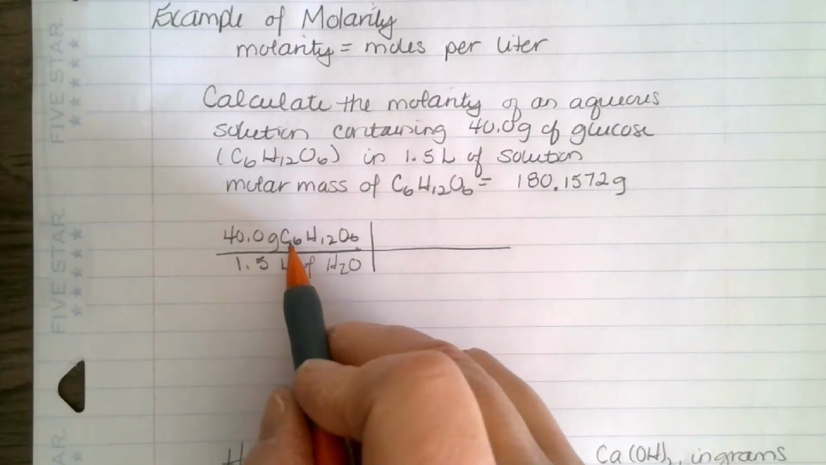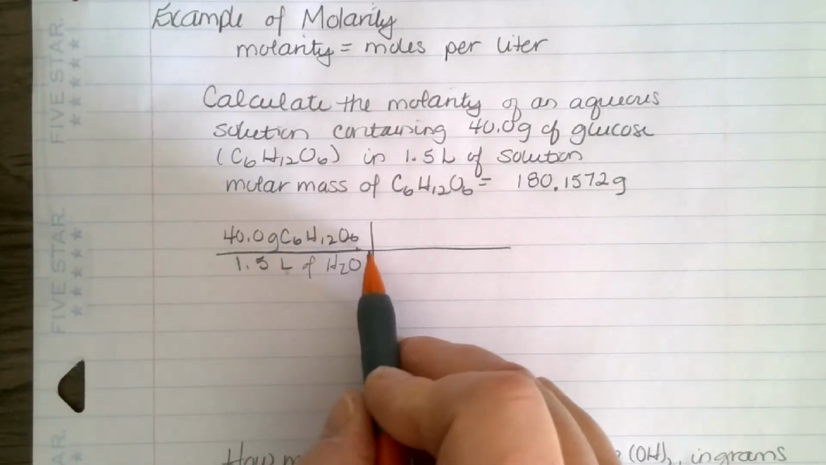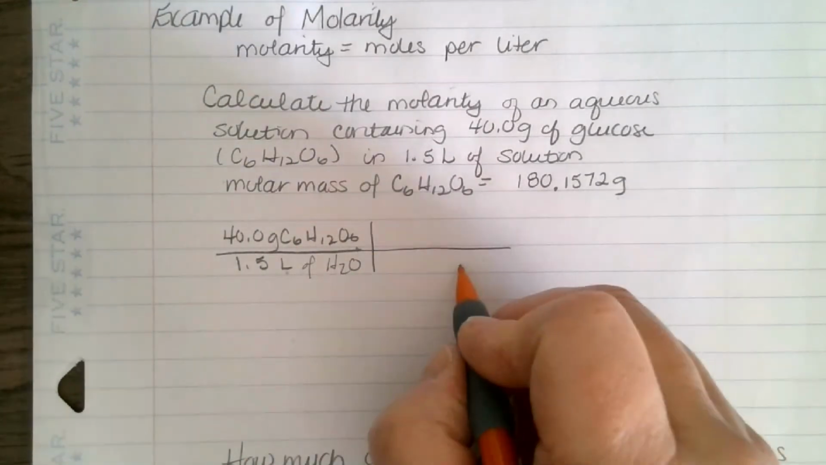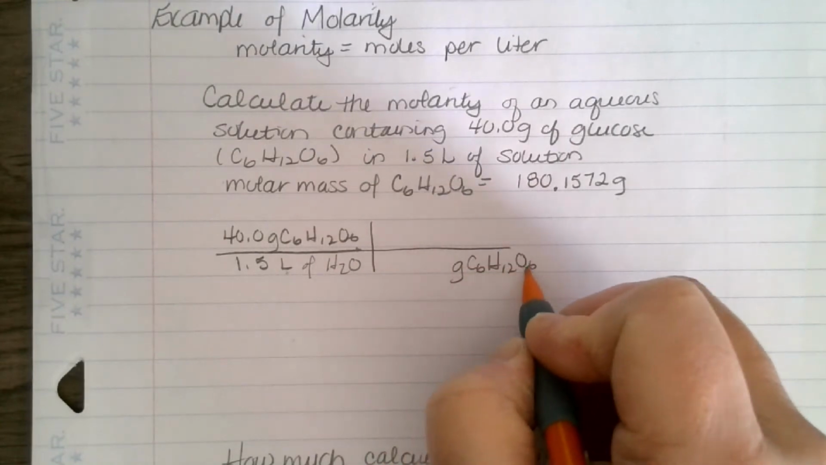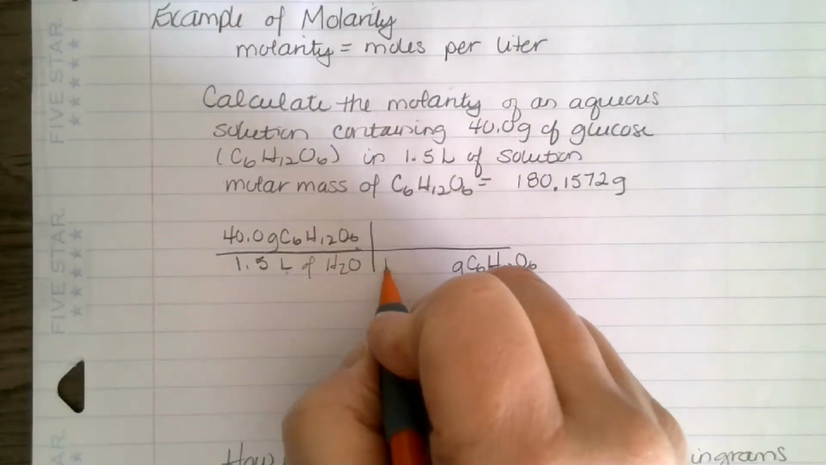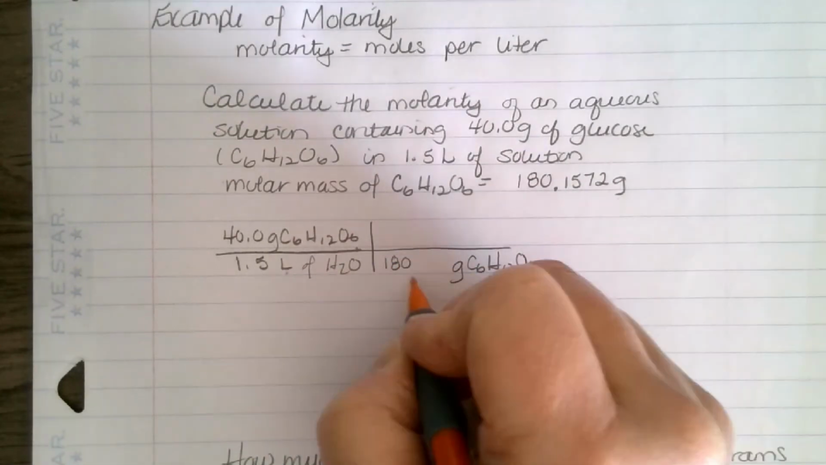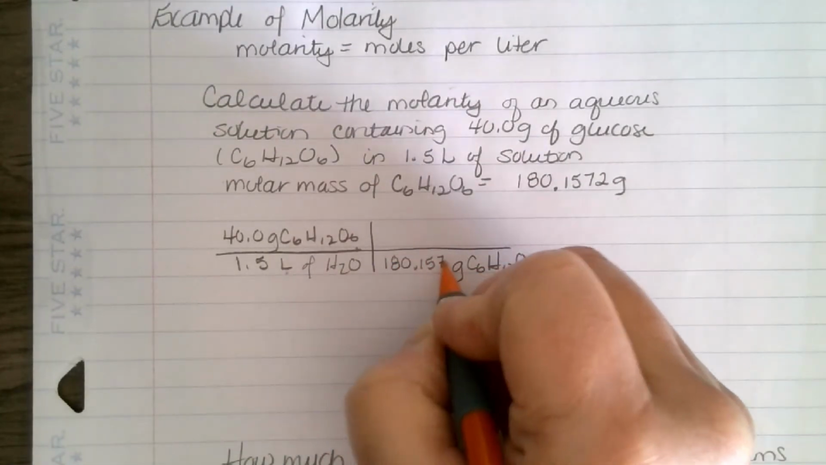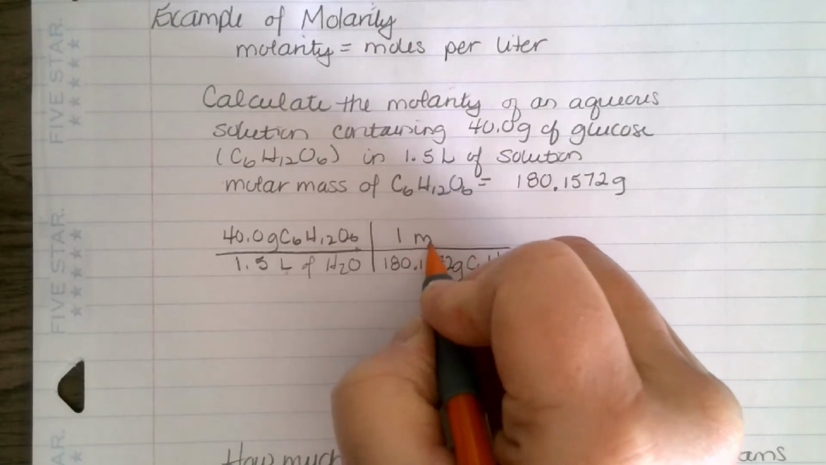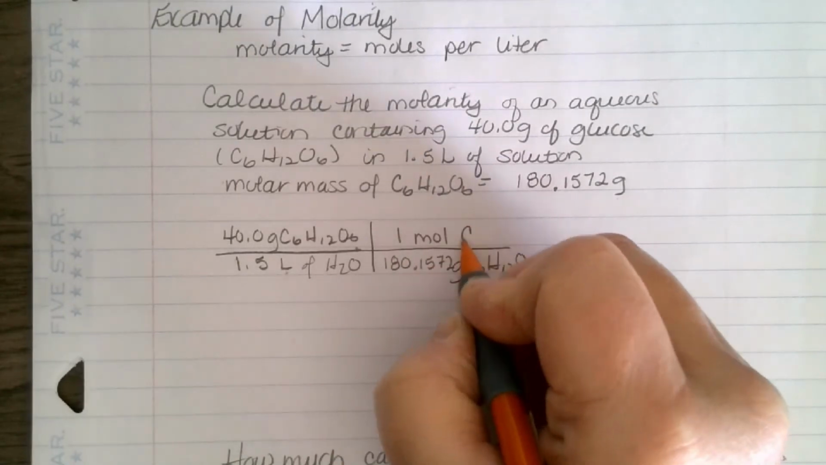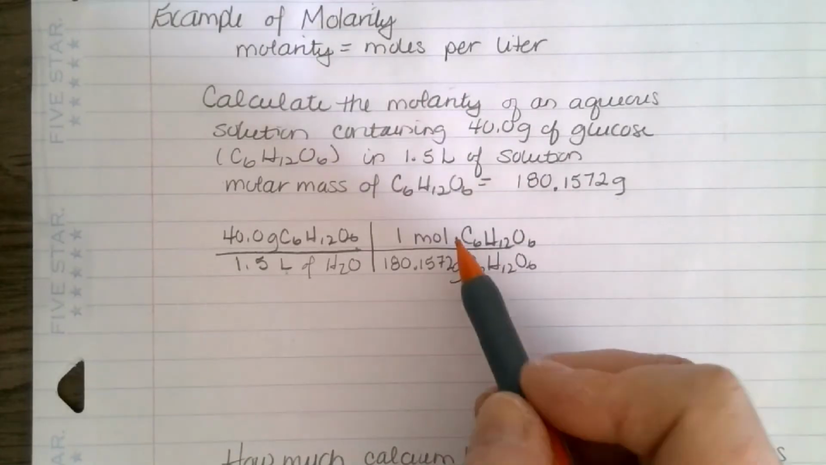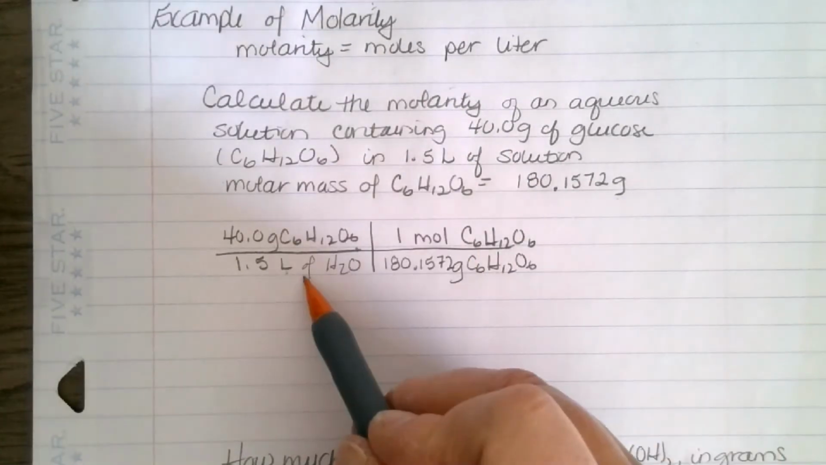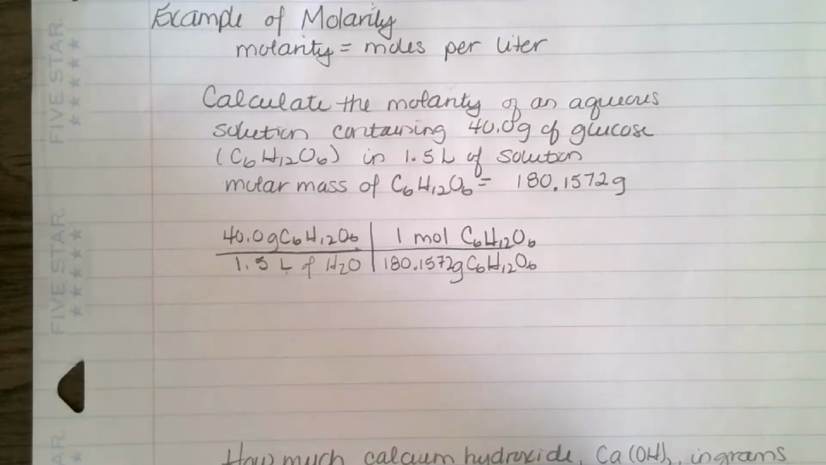I have grams of glucose. So this is grams of glucose. I've written that down as 180.1572, which is 1 mole of glucose. Now I have moles per liter, which is what I want when I want to find molarity.